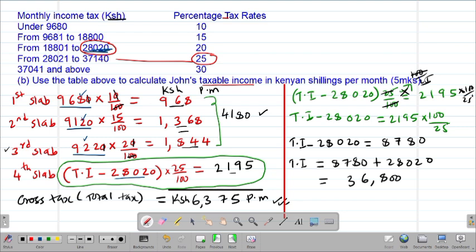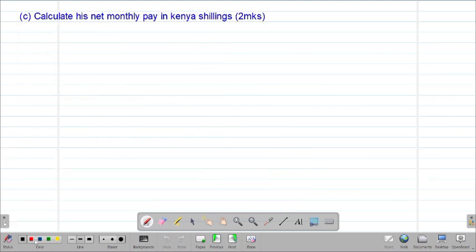The table was in Kenya shillings per month. Therefore, our taxable income is also in Kenya shillings per month. Therefore, this was the taxable income. Then we look at part C, whereby we are told to calculate his net monthly pay in Kenya shillings. Now, we know that for us to get the net pay, we usually take the taxable income, then of course we less total deductions.